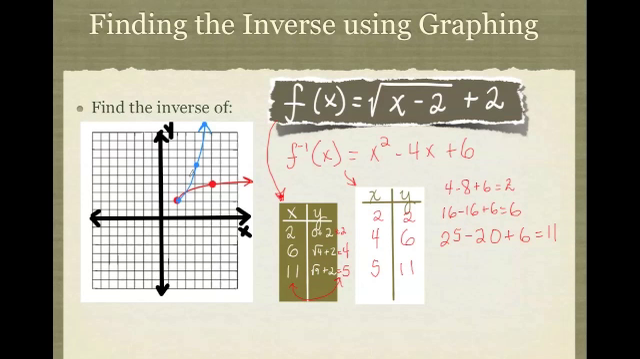If I graph these points, I have 2, 2, so I'm looking at the blue graph now, 4, 6, and 5, 11. So this is what the inverse looks like. And I can do that if I have one set of x and y, then I can just switch those and get the values for my inverse function.